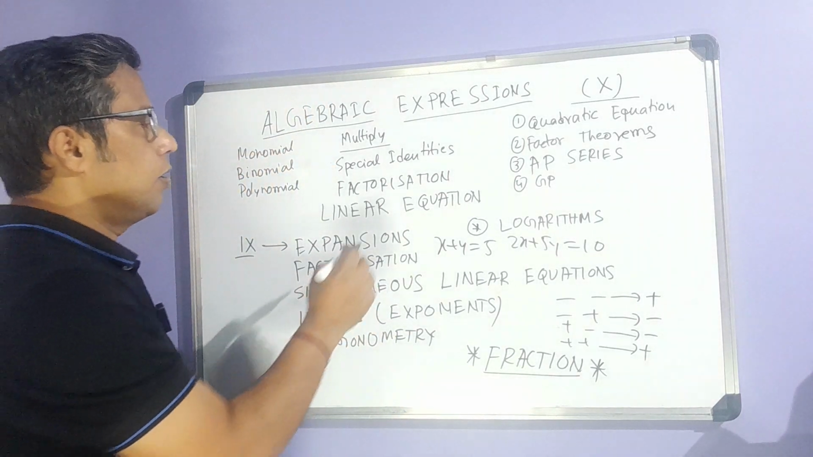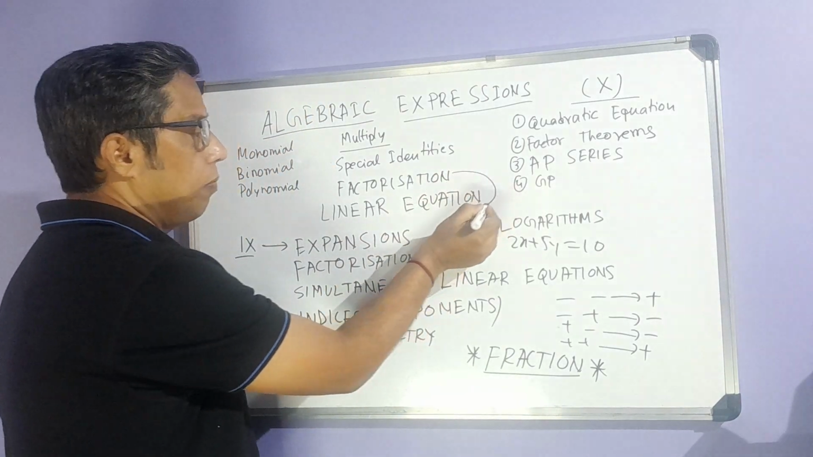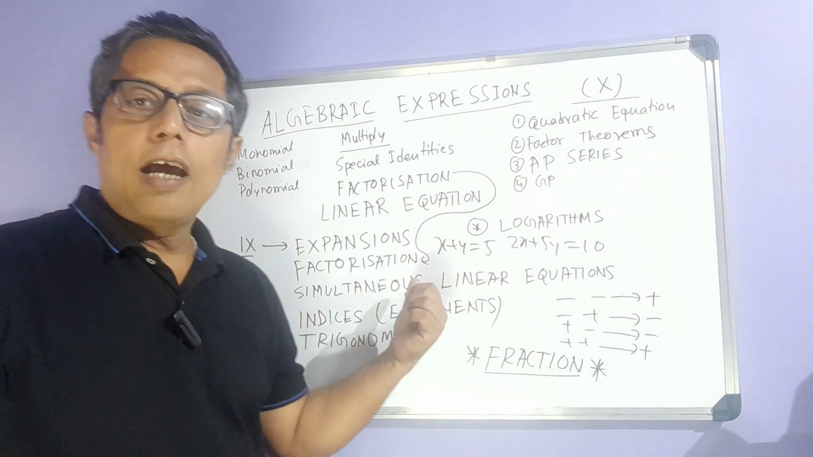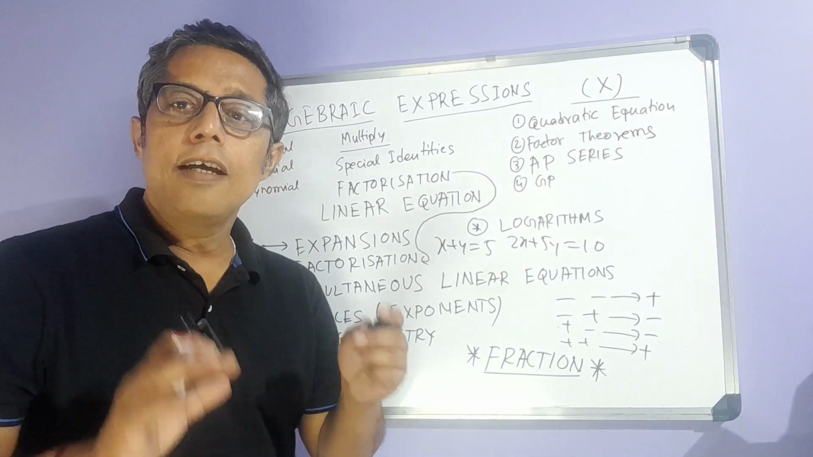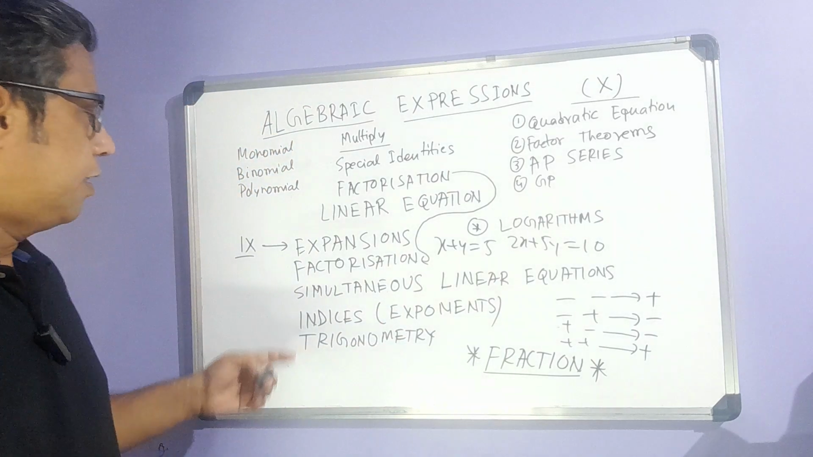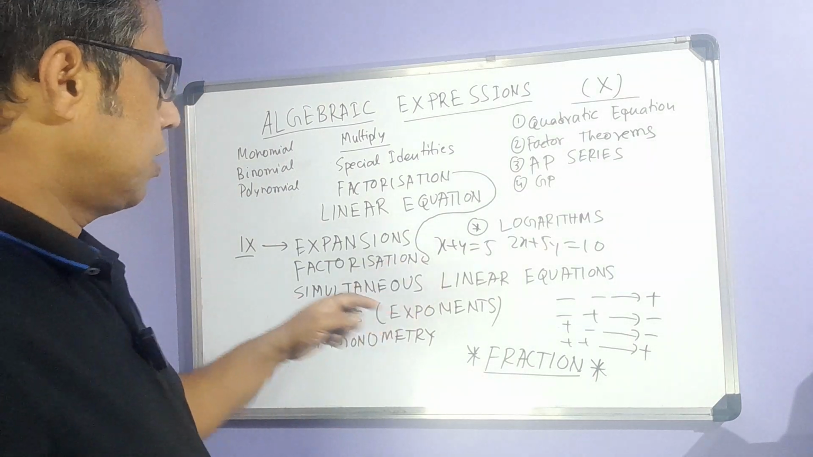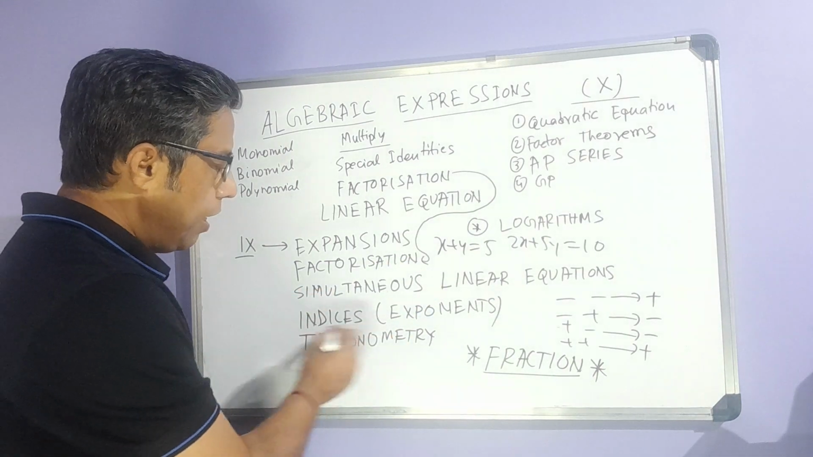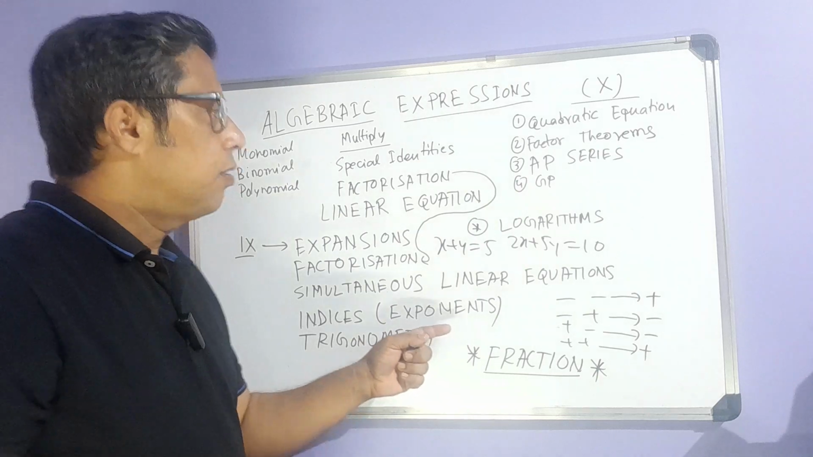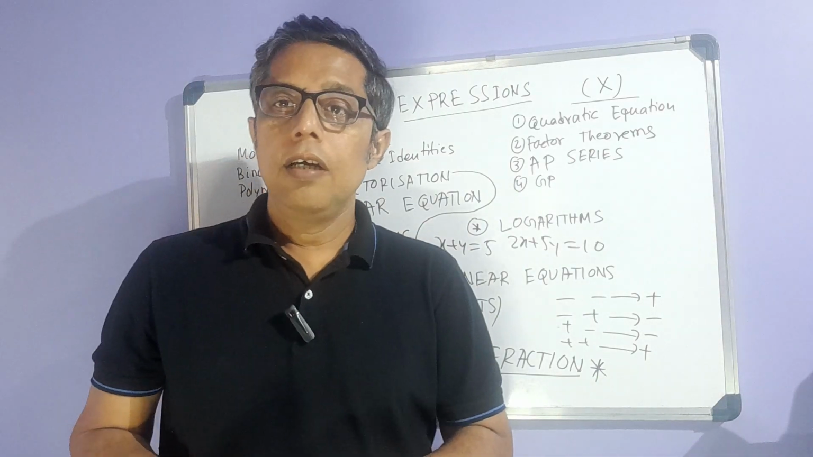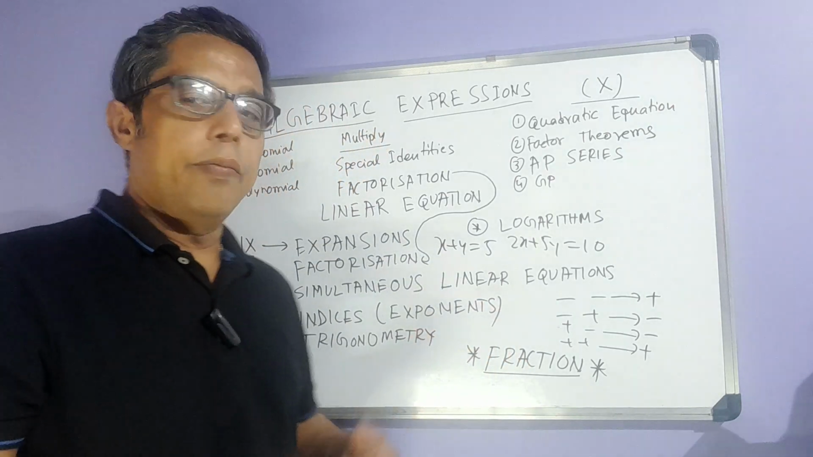Then factorization. If you have completed the factorization of class 8, you can start solving the class 9 factorization problems while sitting in class 8. Next is simultaneous linear equations. We start this part in class 9, along with indices or exponents. Sometimes the knowledge of indices or exponents is expected to be very good from class 7.